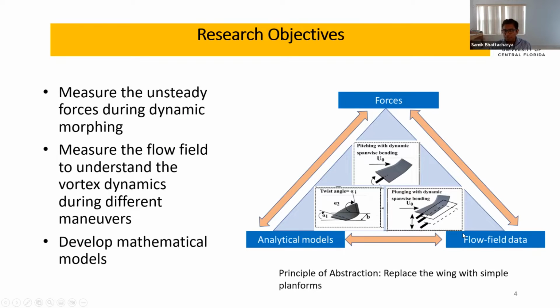Now, one of the important points is that we are not biologists. Since we are engineers, we are not certified to use a real bird wing or a real fish fin. So we apply something called the principle of abstraction, where we replace the wing with simple planforms. The idea here is that we want to retain the major physics of the flow by removing all the other complicated auxiliary features.